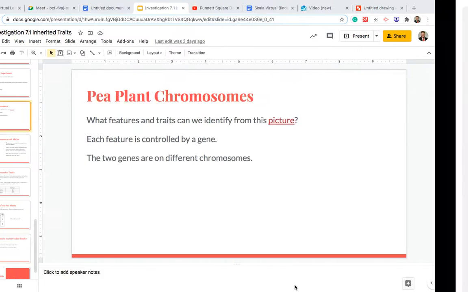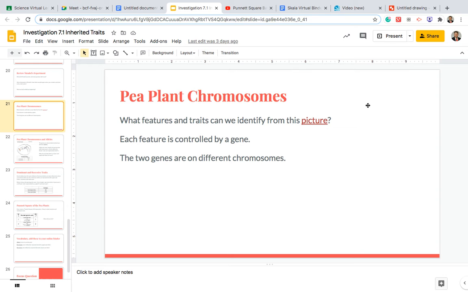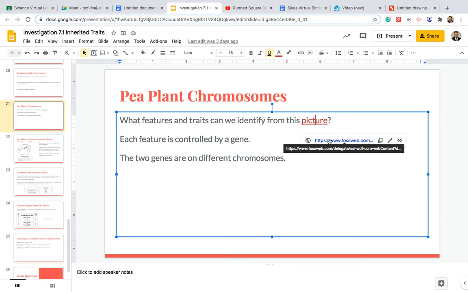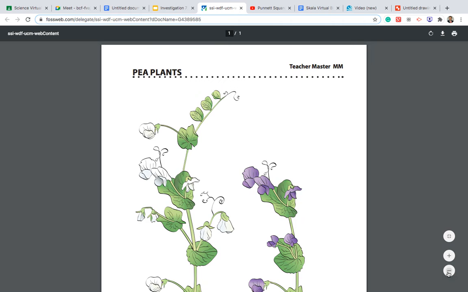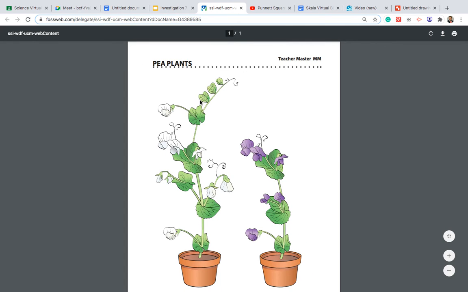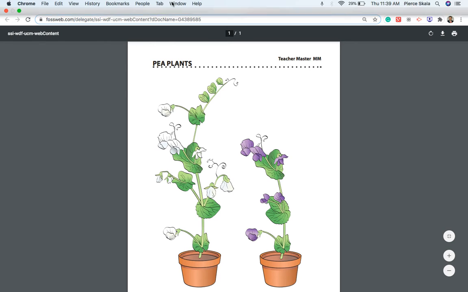So yesterday we worked on and observed our pea plants. We observed the traits that they have. The traits that these two pea plants displayed that were different from one another were the height, so how tall they are, and the flower color. You can see this one has white flowers and this one has purple flowers.